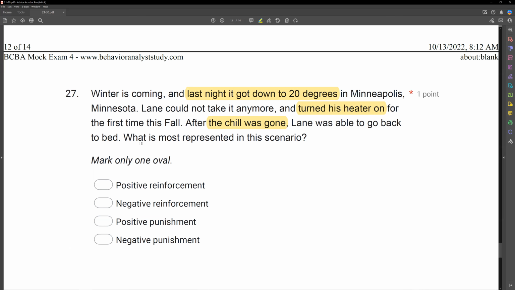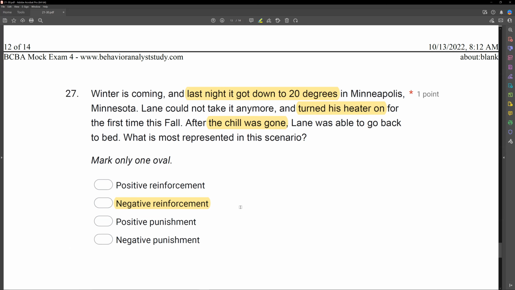And then in the future, Lane's going to turn his heater on, right? It's first time this fall, but he's done it before. So if in the future he needs to get rid of the chill, he needs to turn his heater on, his behavior is going to increase or maintain, right? So if our behavior is increasing or maintaining, are we reinforcing or punishing? We're reinforcing. So we're taking something away, negative, to increase, reinforce. What is most represented in the scenario? Negative reinforcement. When you're studying, you got to break down reinforcement and punishment questions like this, okay?